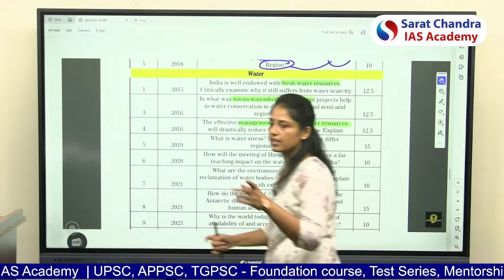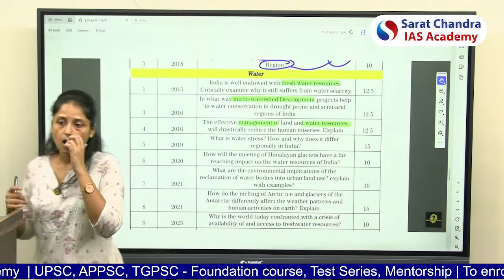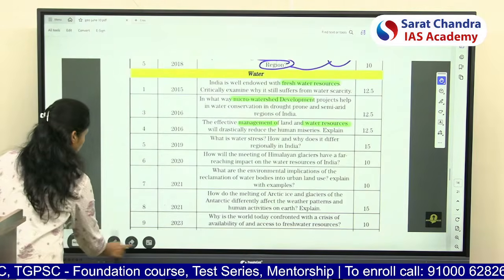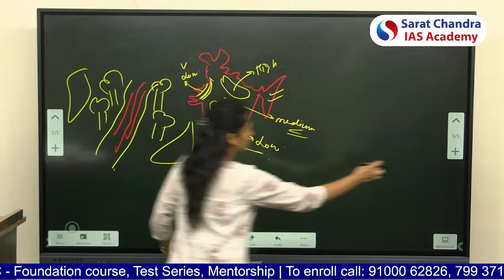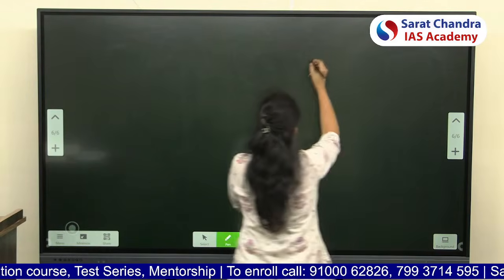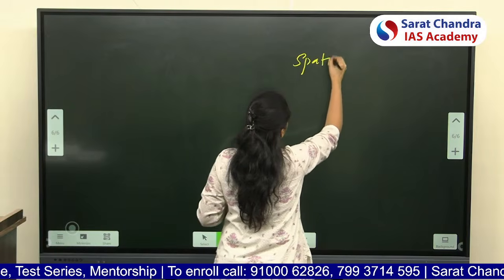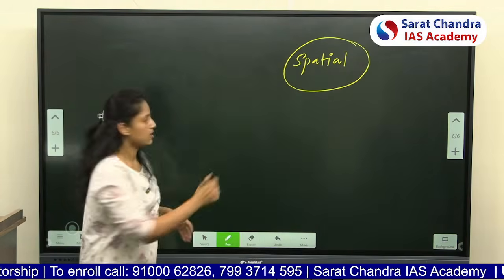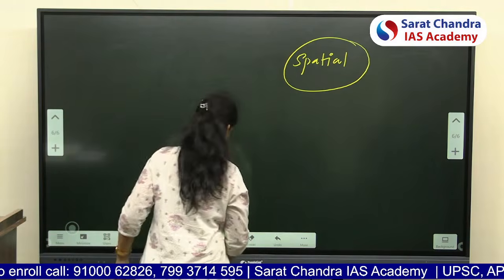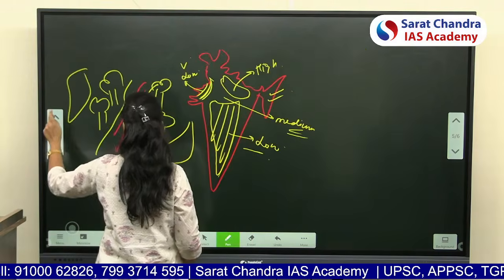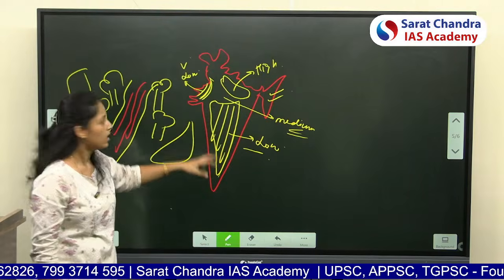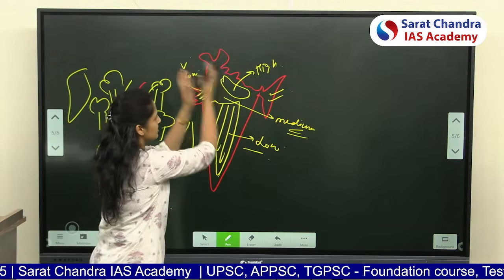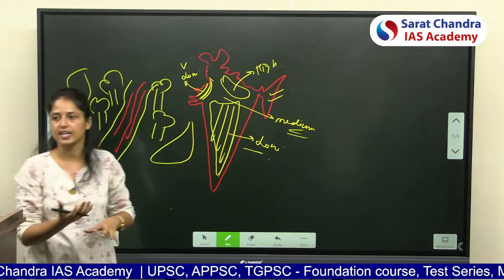And one more thing: when you are preparing about water, or for that matter anything in geography, you must prepare in two ways. The first kind of preparation must be spatial. Spatial means how a thing is varying over space. For example, just now we discussed this map. This is the spatial variation. Spatial variation means how a particular thing varies in different spaces.